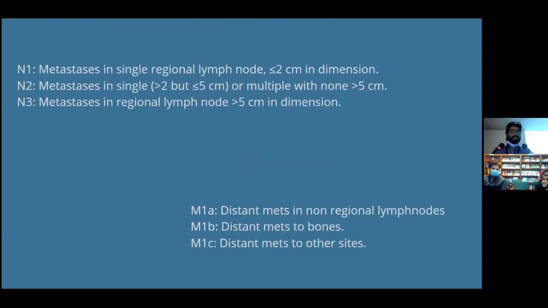The N classification is dependent on the size of the nodes, that is less than 2, 2 to 5, or greater than 5 centimeters. Metastasis in a single regional lymph node of less than or equal to 2 centimeters in dimension is N1. Metastasis in a single node of more than 2 but less than 5, or multiple with none more than 5, is N2. Metastasis in regional lymph nodes of more than 5 centimeters in dimension is N3 disease. M1A is distant mets in non-regional lymph nodes. If it gets into bone, it's M1B, and if it gets to other sites, it becomes M1C.